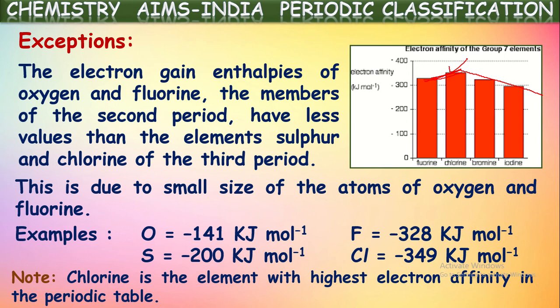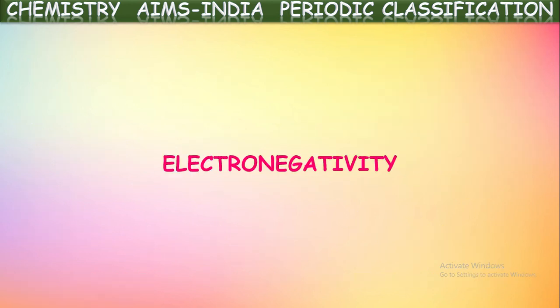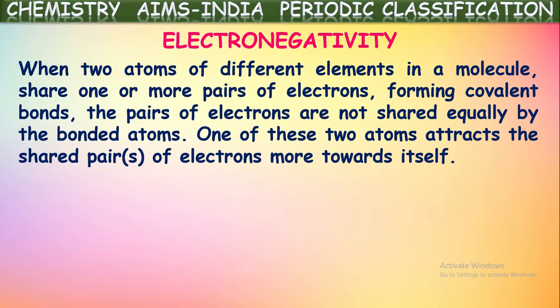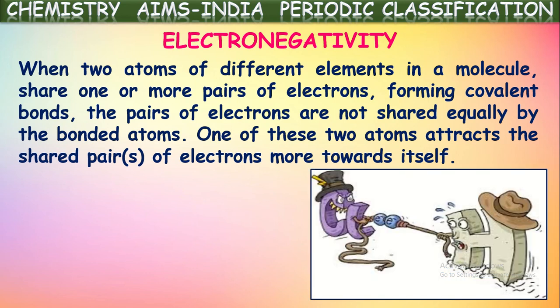Okay, this is about electron affinity. Now let us see about one more property, electronegativity. When two atoms of different elements in a molecule share one or more pairs of electrons, forming a covalent bond, the pair of electrons is not shared equally by the bonded atoms. One of these two atoms attracts the pair of electrons more towards itself. For example, if you see a covalent bond formation between two atoms, one chlorine atom and one hydrogen atom, both will share an electron for pairing and hence they form a covalent bond.